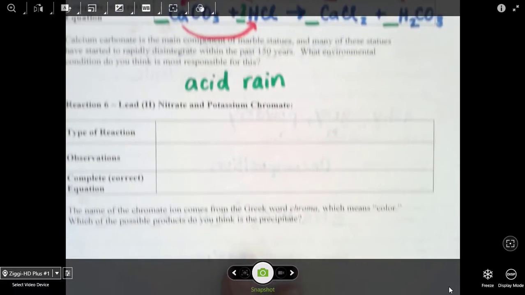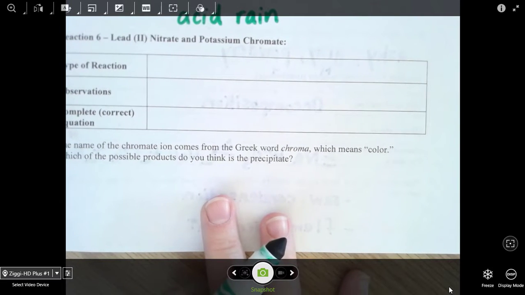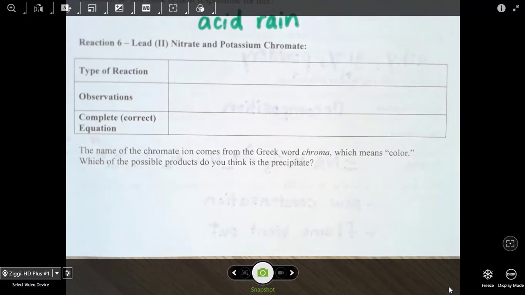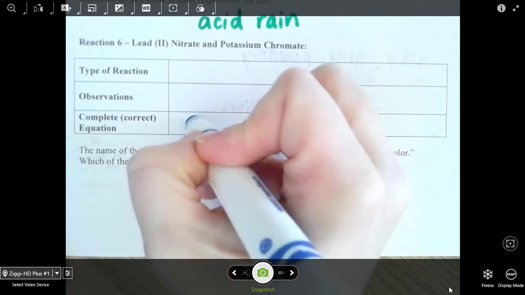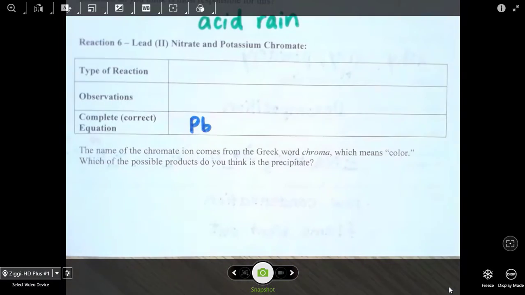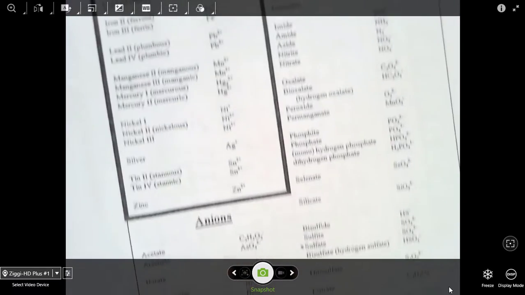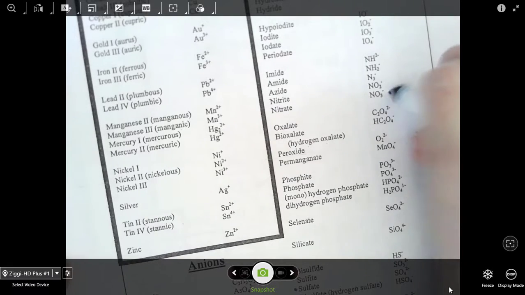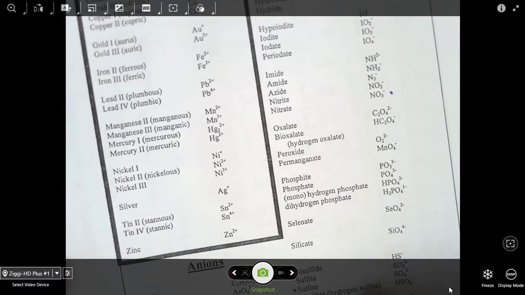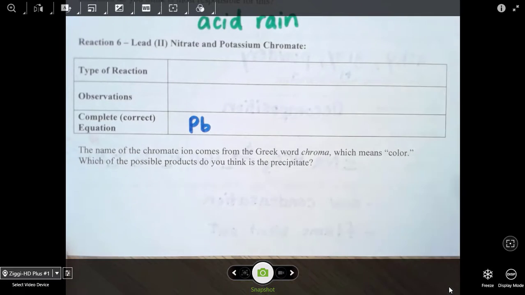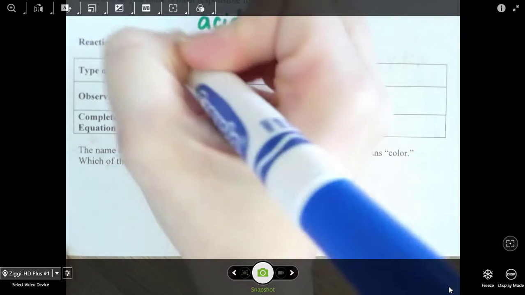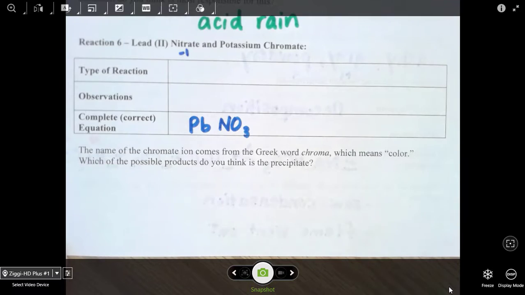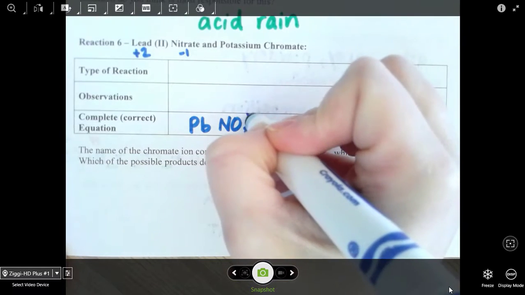Acid rain. Okay, we got one more to do. Lead 2 nitrate. Lead is Pb. Nitrate. Get your list. Look for nitrates. Here it is. NO3. And its charge is -1. So we have NO3. Nitrate is -1. What's the charge on the lead? +2. How do you know that? Because of the Roman numeral. So what do I need? A second NO3. I have to put parentheses because I don't want 32 oxygens.